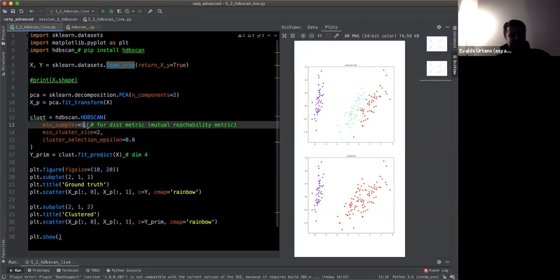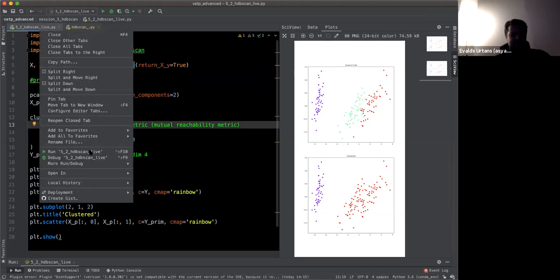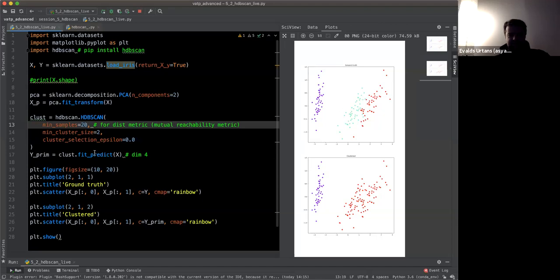So the minimal cluster size will not help. What could help is the minimal samples. There is a counterintuitive thing. You would think that if you reduce that number, it would work better. But if you look here, some of those samples are quite far apart and they are not really clustered in the same density. So maybe even increasing the number could have a better effect.